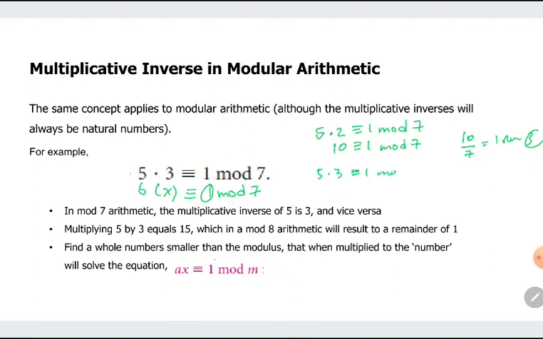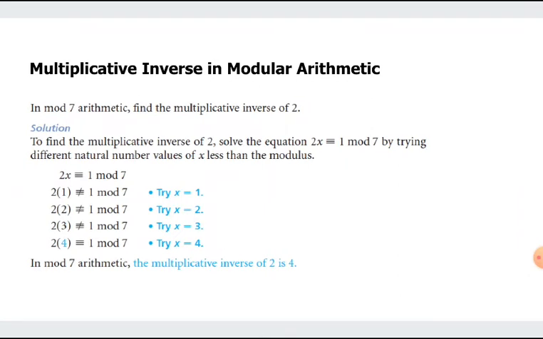We are successful in doing that if we substitute 3, because this will be 15. Now, 15 divided by 7, that will be 2. 7 times 2 is 14. Our remainder is 1. So this one is correct. So what we are looking for is to solve this equation in this form: what would be the x that you will multiply with a such that if divided by m, the remainder will be 1.